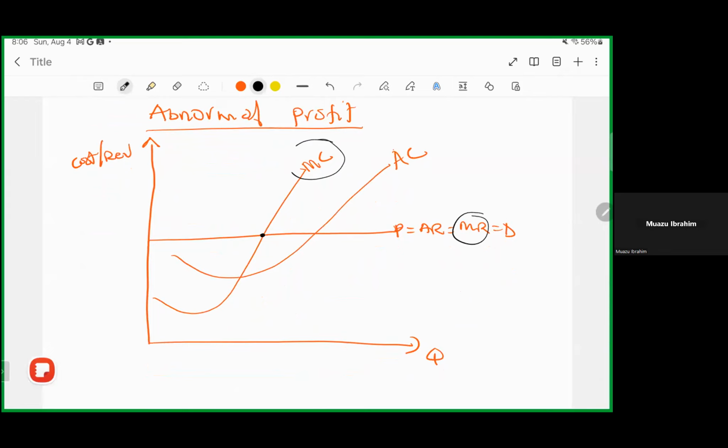So what will be the profit maximizing output? You then trace it to hit the quantity axis, maybe Q1. And at that particular Q1, what will be the cost? Remember, this side is the revenue side. So the cost will be there. You trace it to hit the average cost curve. So at this particular level of output Q1, our average cost is here. So this will be the average cost. Remember, P1 is the same thing as average revenue.